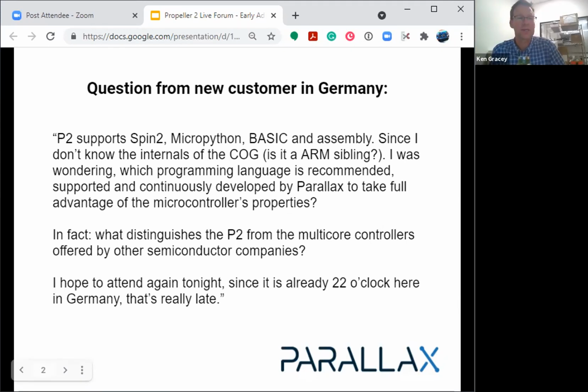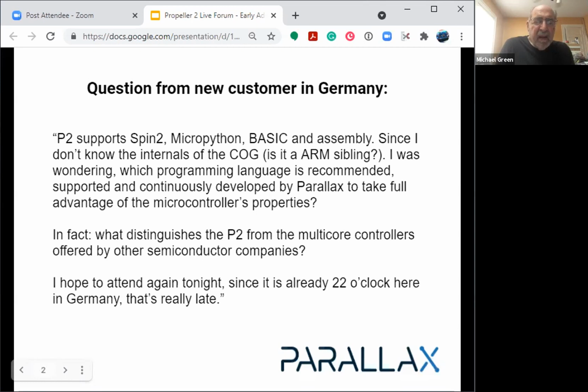So let's take this one in pieces then. Who would like to answer the first part of it? What do you view as the official supported Parallax language and tool system? Someone give it a shot.